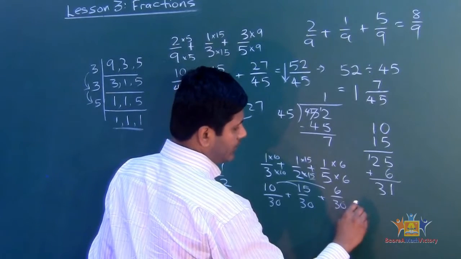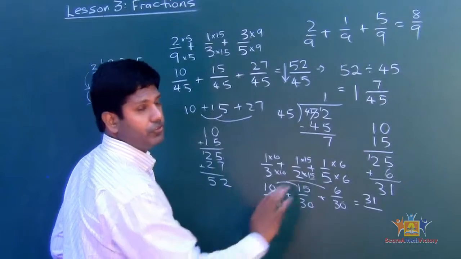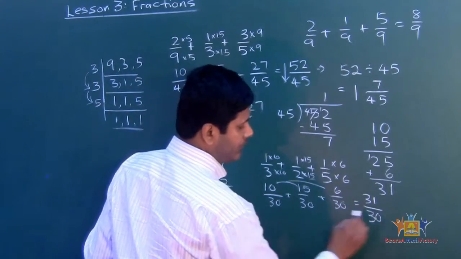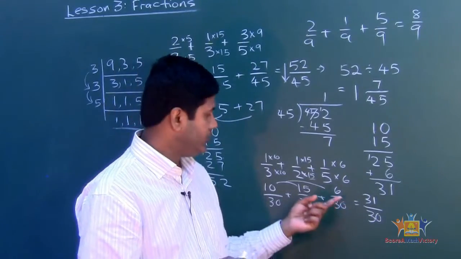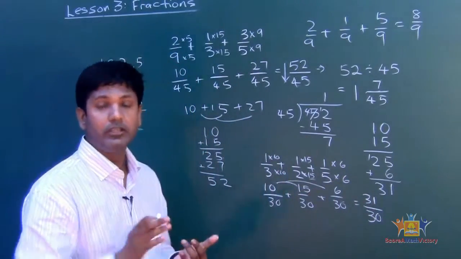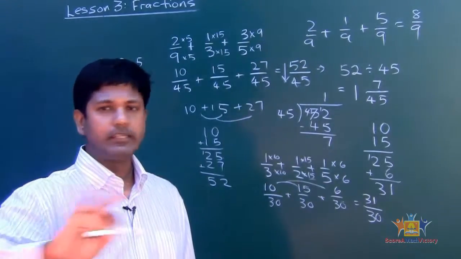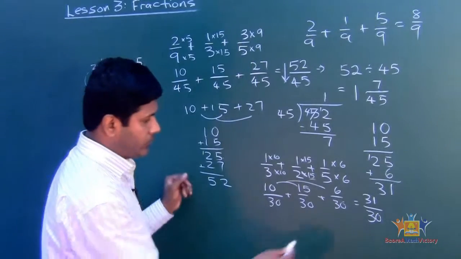So it gives me 31 over, what do I do to the denominator? Just carry across 30. You never change the denominator. The denominator always stays the same. It is the numerator that you add, only for addition and subtraction. When we come to multiplication and division, things are going to change, but don't worry about that right now. Let's concentrate on addition, okay? So now look at this.